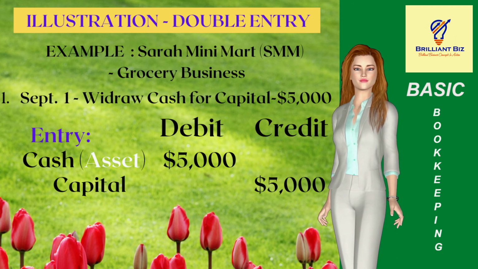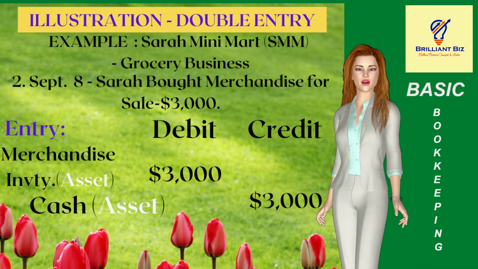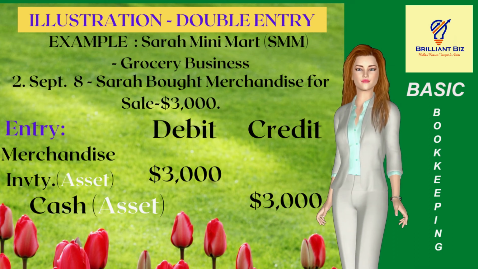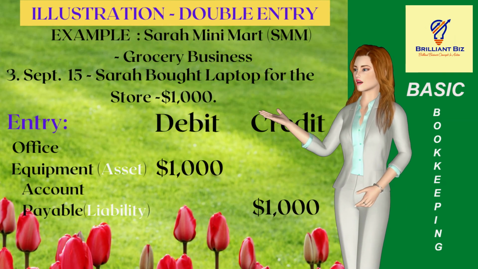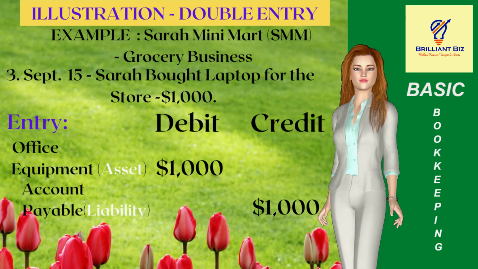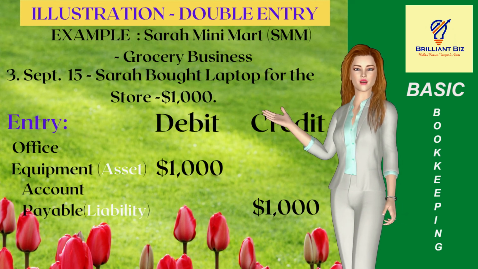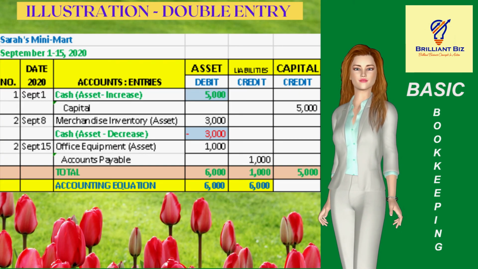Then on September 8, 2020, Sarah bought in cash, merchandise for sale worth $3,000. The entry is debit asset account merchandise inventory and credit cash another asset account for the same amount of $3,000. Then on September 15, 2020, Sarah bought, on credit, a laptop, for the business use, worth $1,000. Your entry would be debit office equipment an asset account and credit accounts payable a liability account for the same amount of $1,000. Take note that if we summarize your entries for the 3 transactions it will look like this.